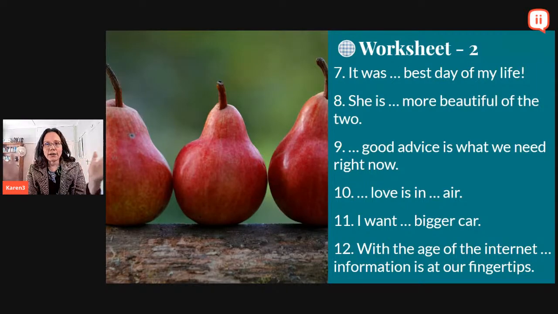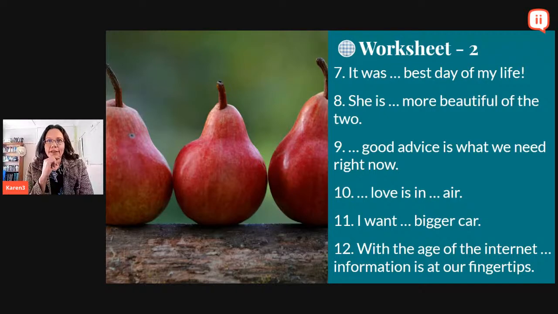Okay. Uncountable nouns. So with uncountable nouns, number 12, information, you do not use an article. You do not use an article with an uncountable noun unless you are being very specific, when you would use the. Never a, never an.